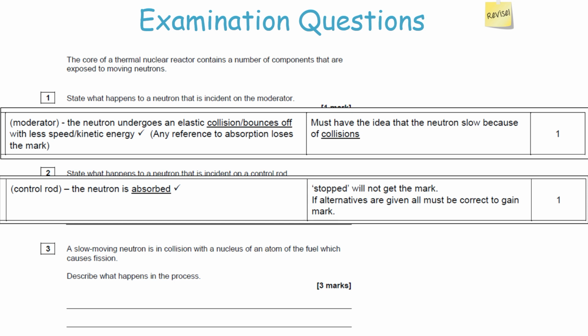Now, what will happen when it's incident on a control rod? Well, the control rod absorbs certain neutrons, so they don't all cause further fission. So it controls that chain reaction. So as a result, the neutrons are absorbed by the control rod, a fact you've got to remember.